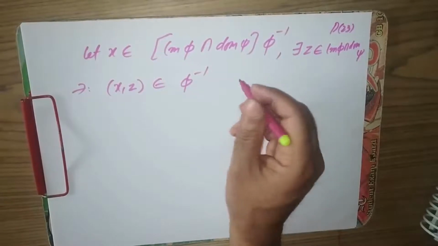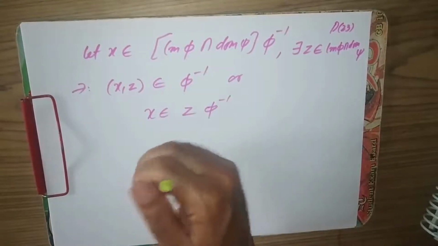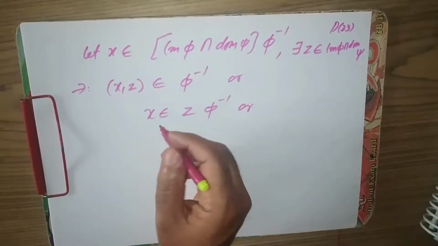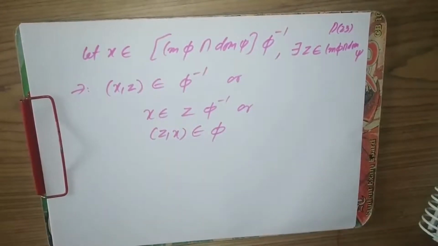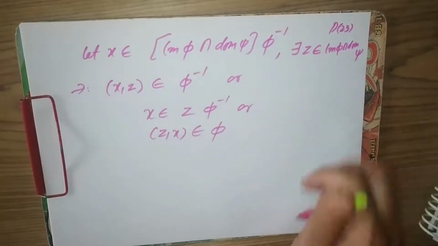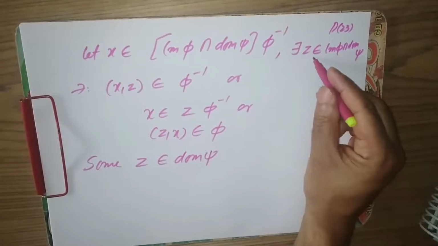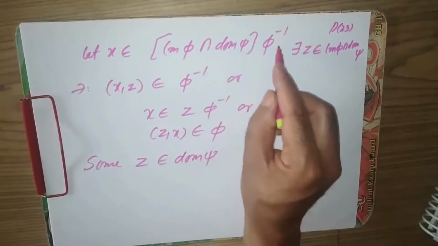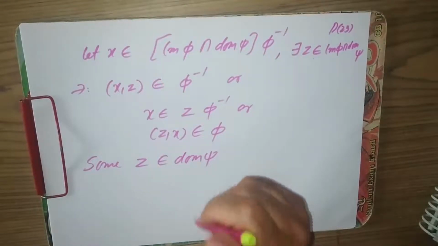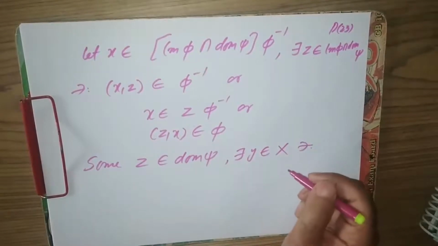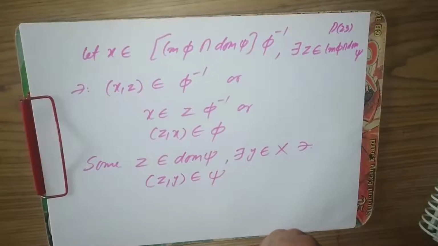Okay, so x belongs to z phi inverse. You can write this also as z comma x belongs to phi. They are the same things actually. Now z is in the domain of phi. Since z belongs to the domain of psi, because x is in phi inverse of the image of phi intersection domain of psi, there exists y belonging to Y such that z comma y belongs to psi. That's again the definition.